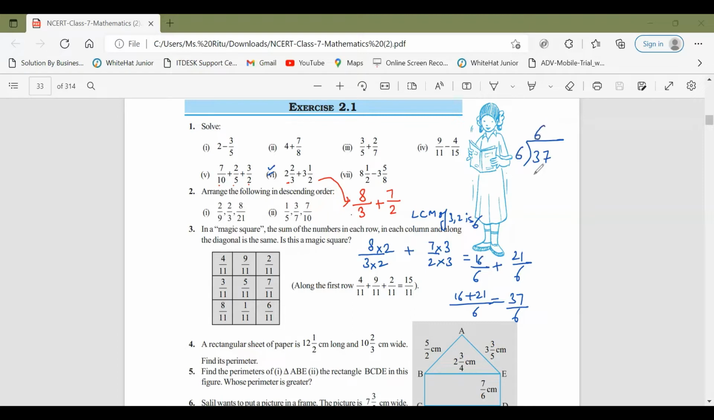6 6s are 36, 1 remainder. So how do we write the mixed fraction form? The quotient is the whole number, the remainder is the numerator, and the divisor is the denominator. So in this case, the quotient is 6, the remainder is 1, and the divisor is 6. So this would be the mixed fraction of this part, okay? Now the last part of this question, quickly solve it on your own.